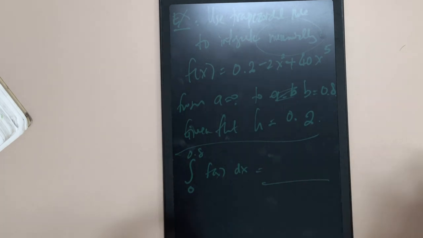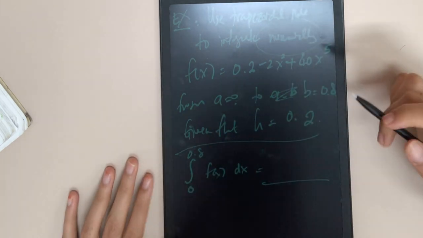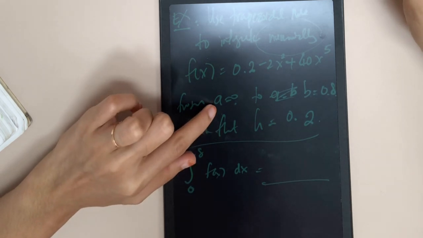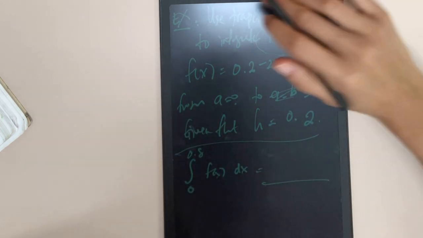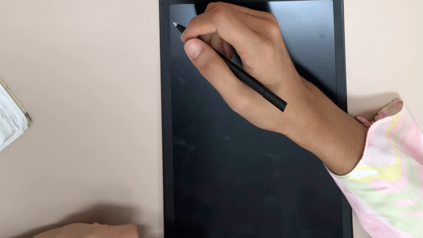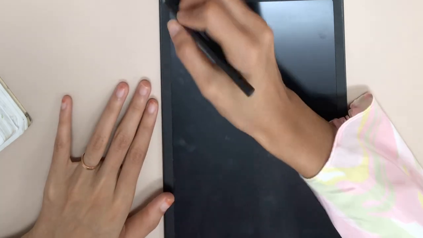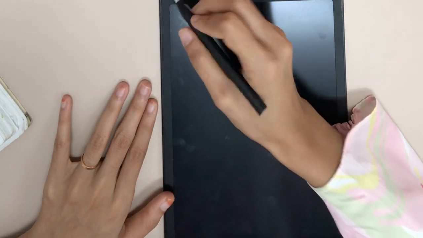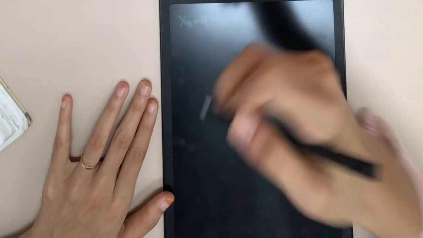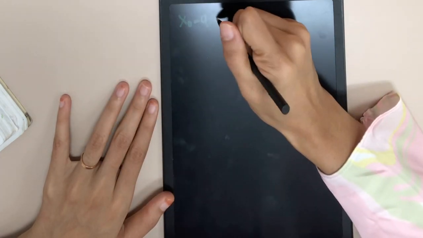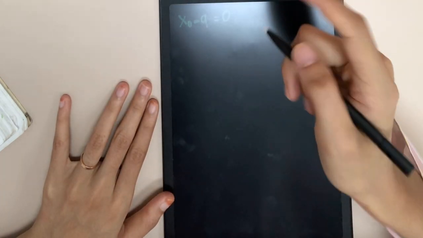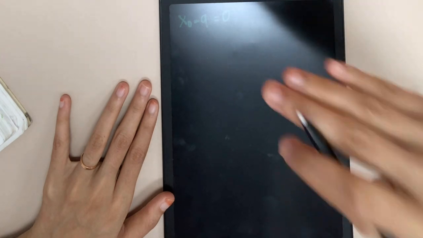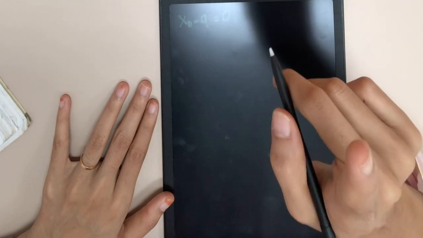Alright. Okay, so we go back to the question. This one is the first point and this one is the last point. And what is your step size? Your step size just now is 0.2, right? So x0 is equal to a. x0 is the starting point, so your a just now is 0. And then your h is the step size, right? Step size means the gap between points. So your step size is 0.2.